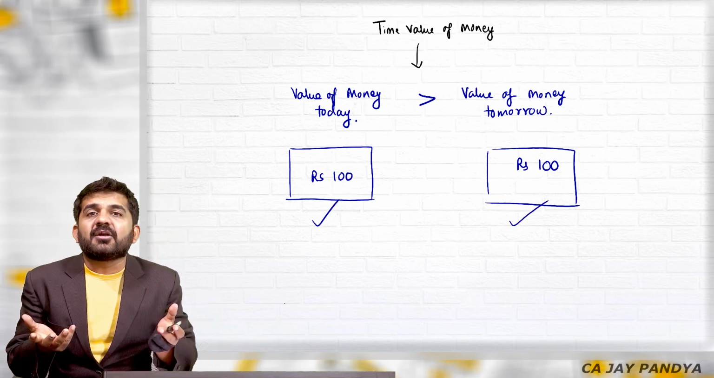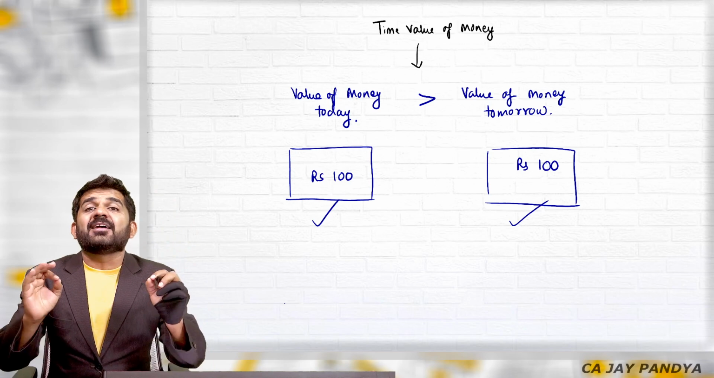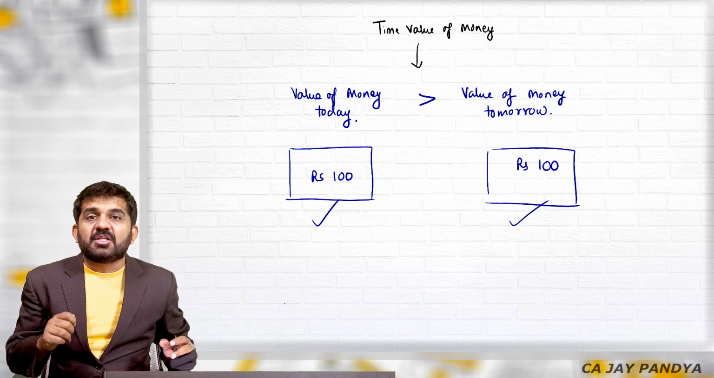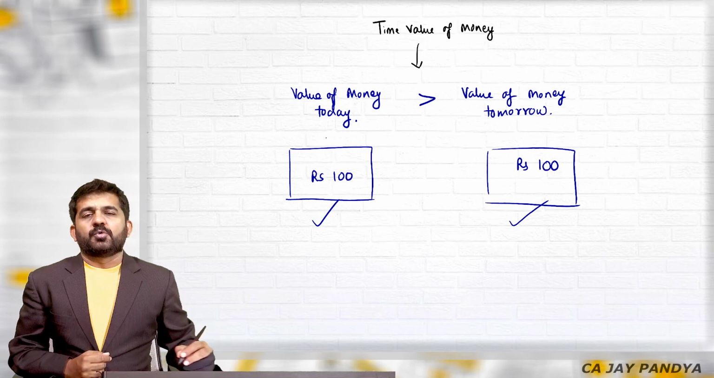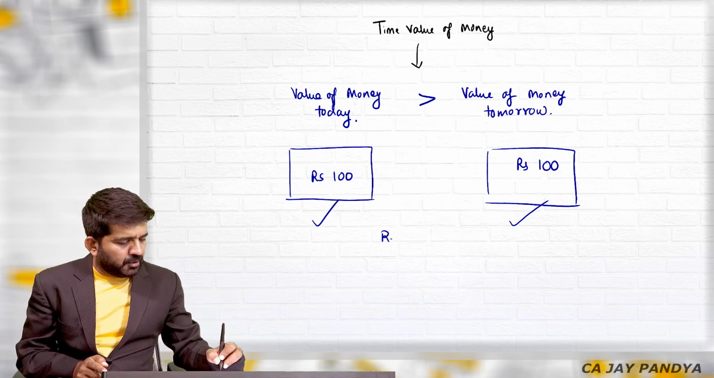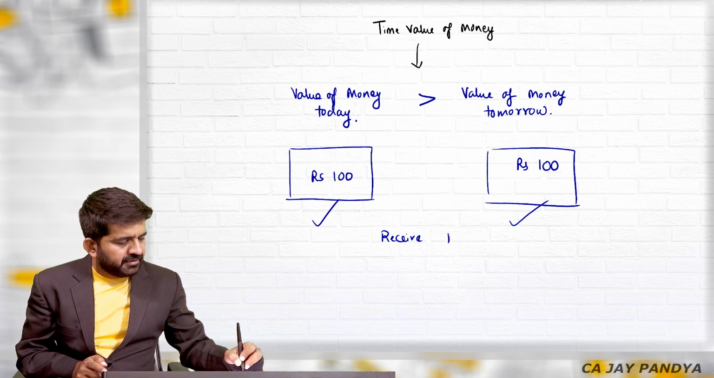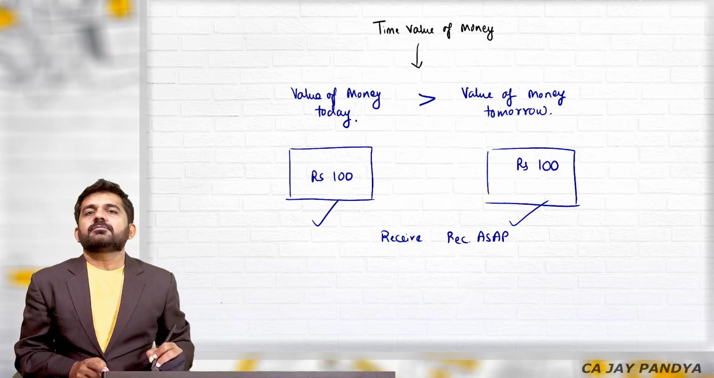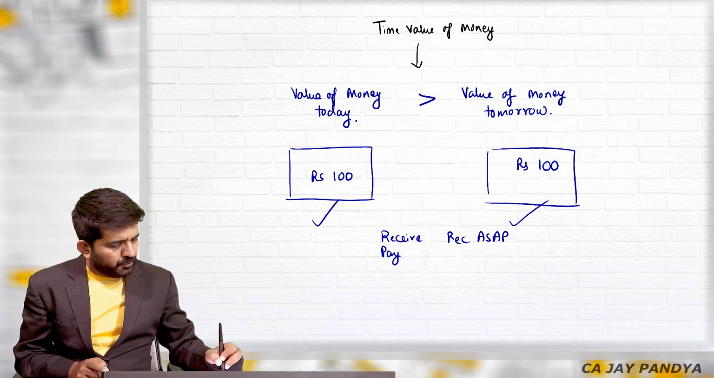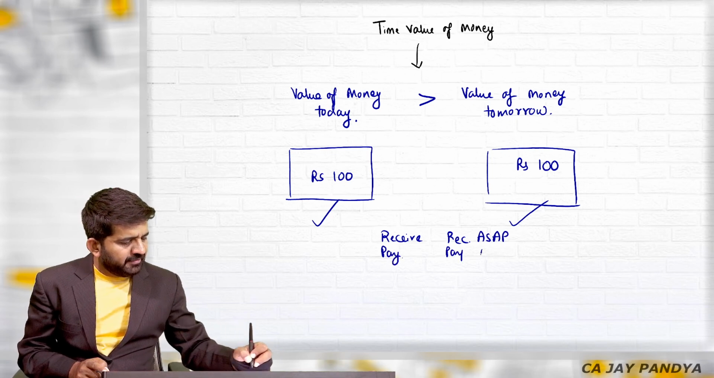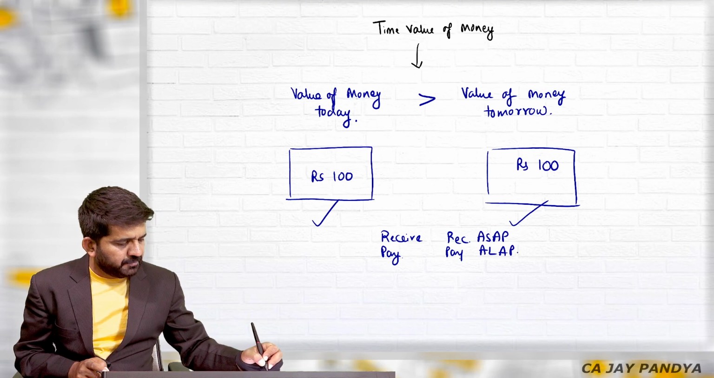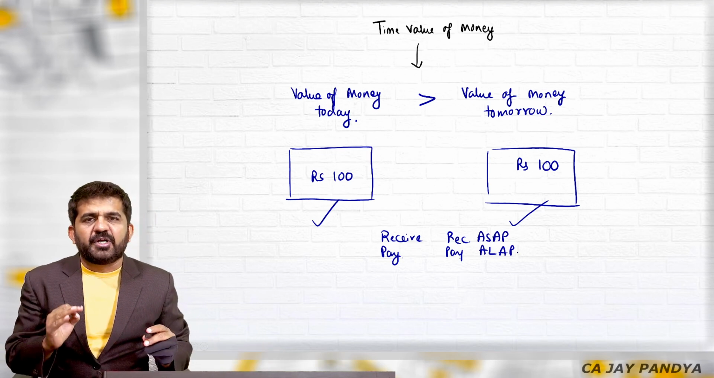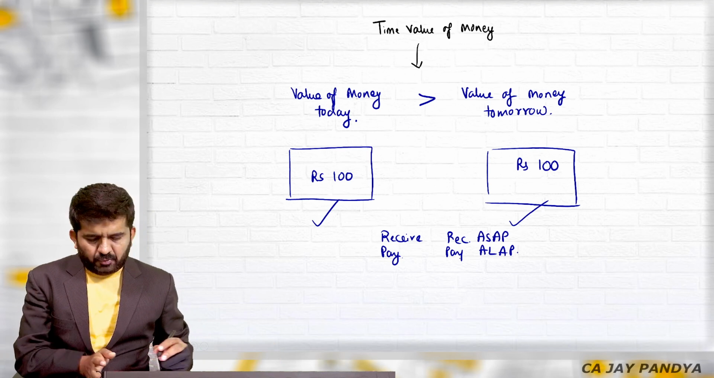The value changes slightly, but this value will be more than this value. Sir, both are 100 rupee note. That is a nominal value. Nominal value today and tomorrow is same, but the real value is always today. So I have told you, if you are going to receive money, receive as soon as possible. And if you are going to pay money, pay as late as possible. This is concept of time value of money. Value of money today is more than value of money tomorrow.